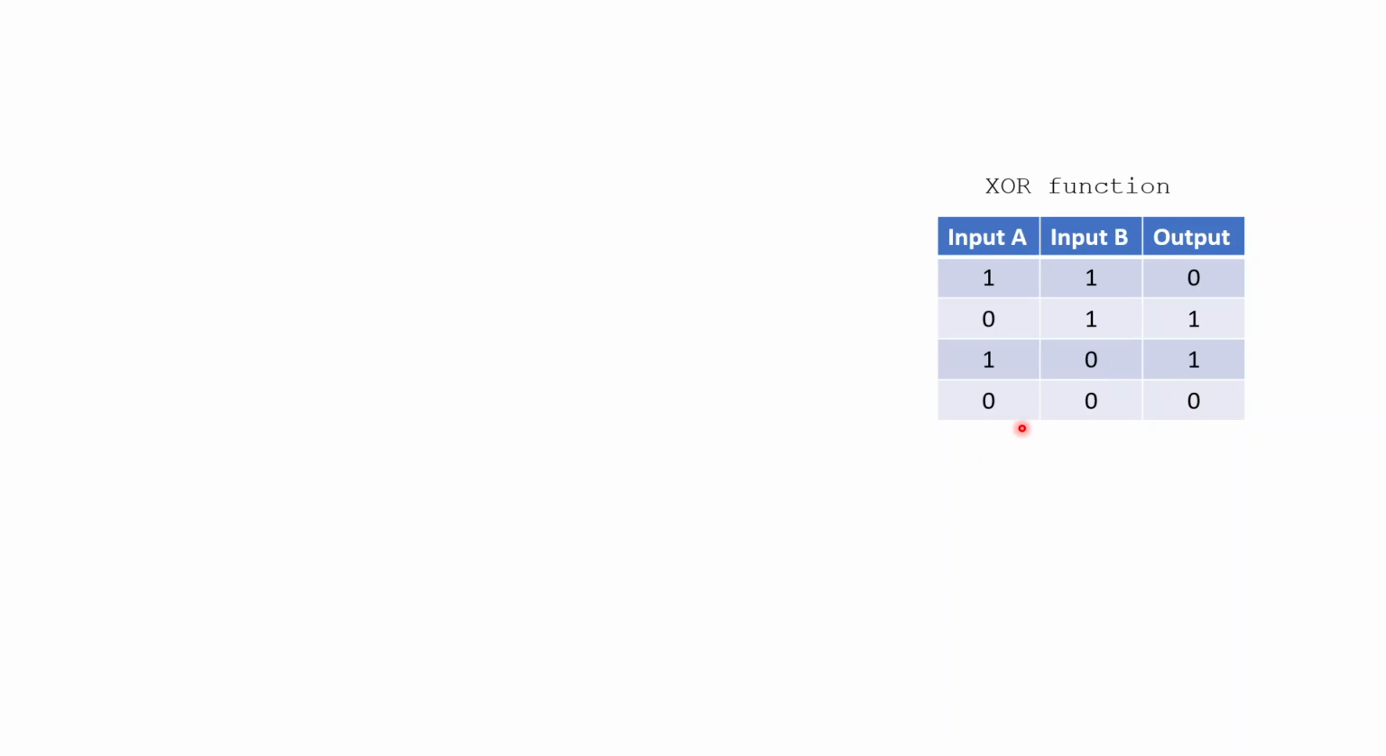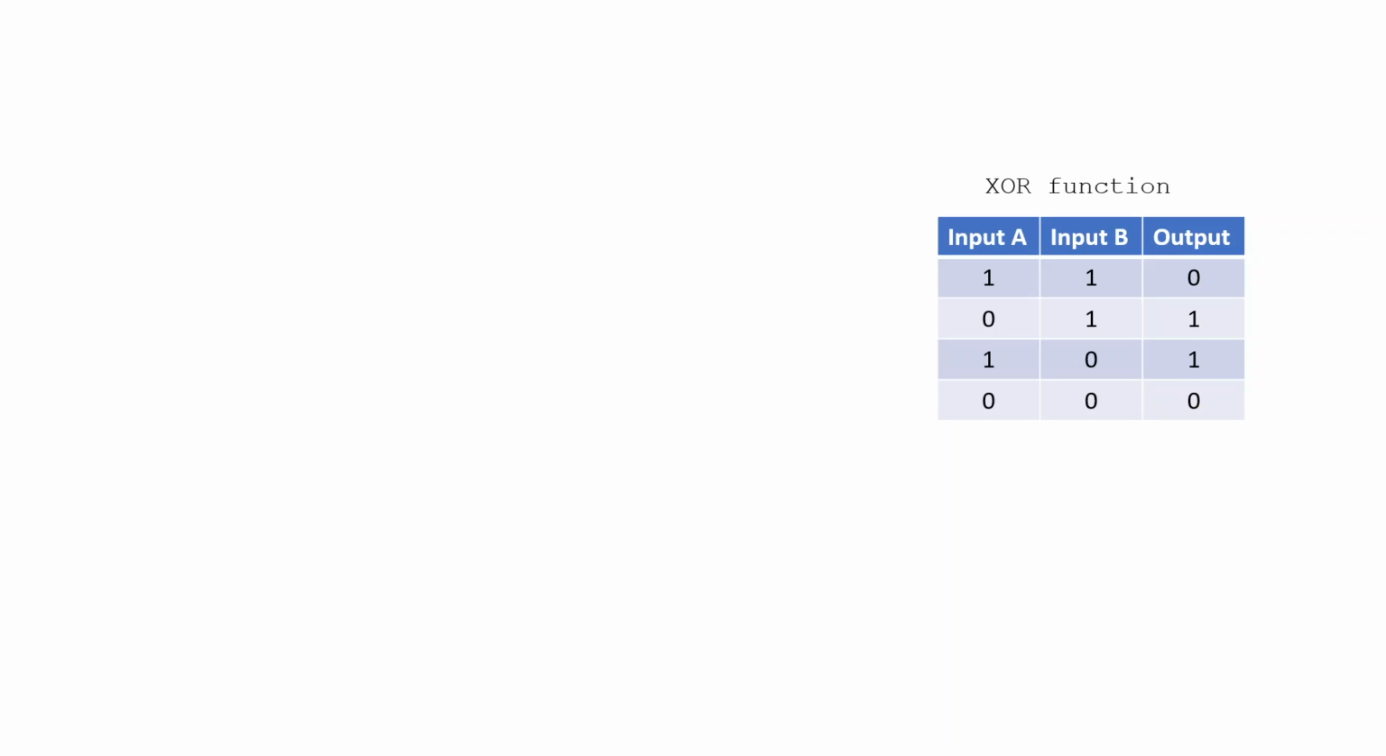And the idea is that if both of the inputs are 0, then the output is also 0. If one of them is 1, so A is 1 or B is 1, then the output is 1. And if both of the inputs are 1, then the output is 0. So it's really an exclusive OR. That means that it checks if A or B is 1.